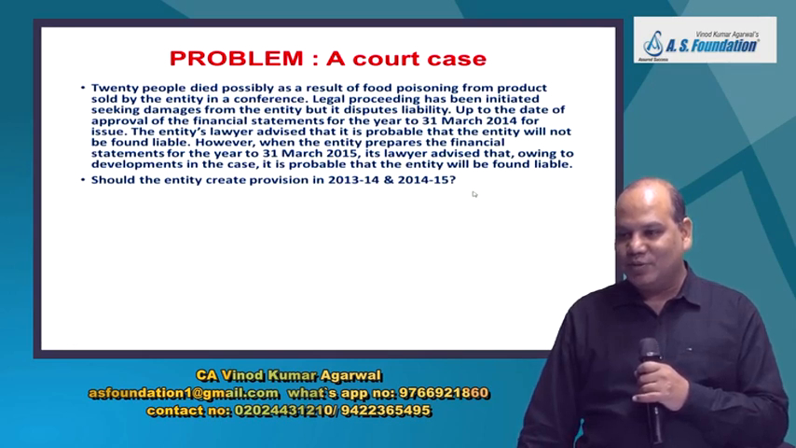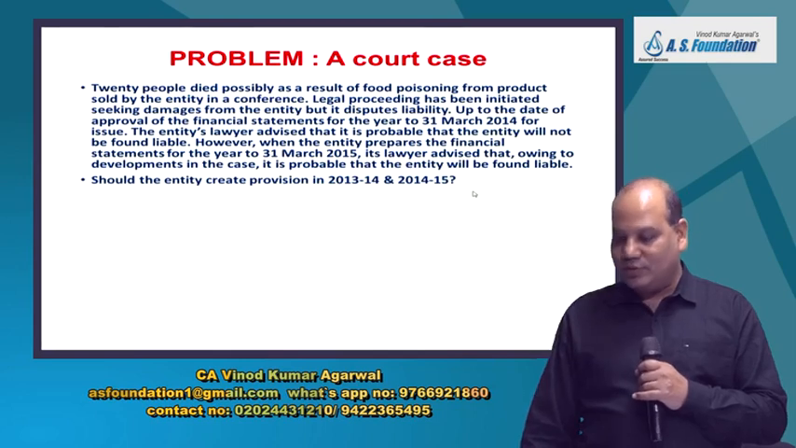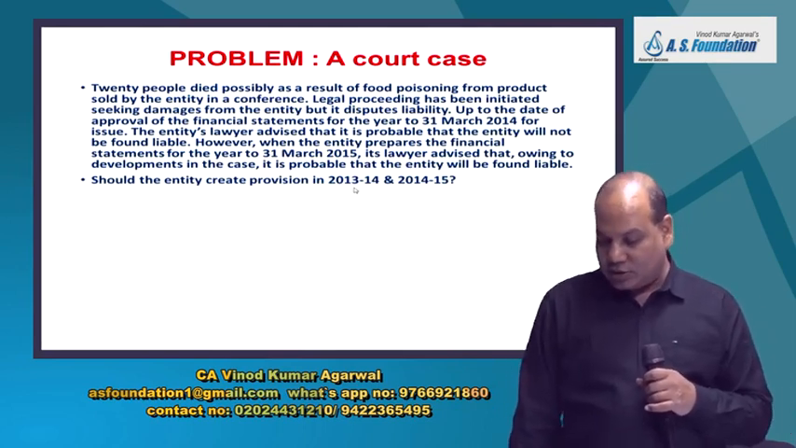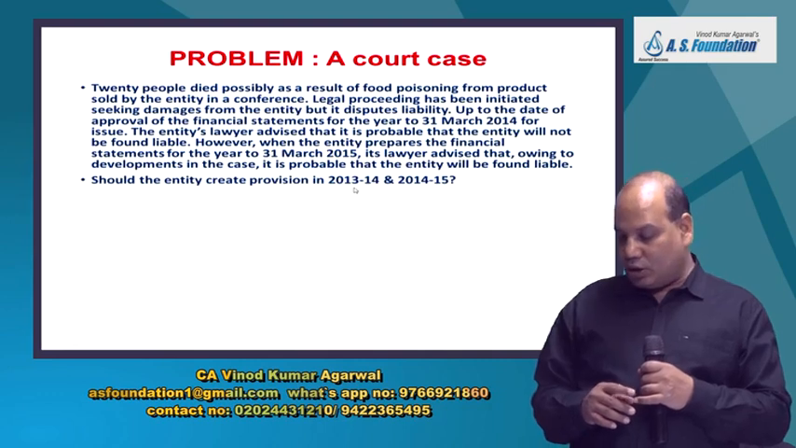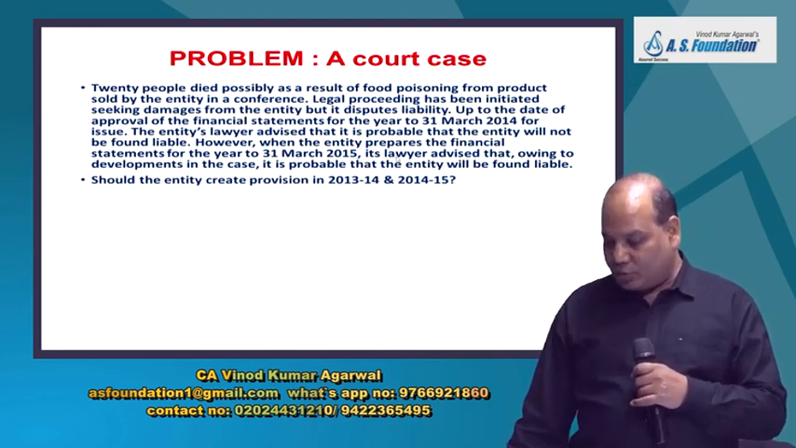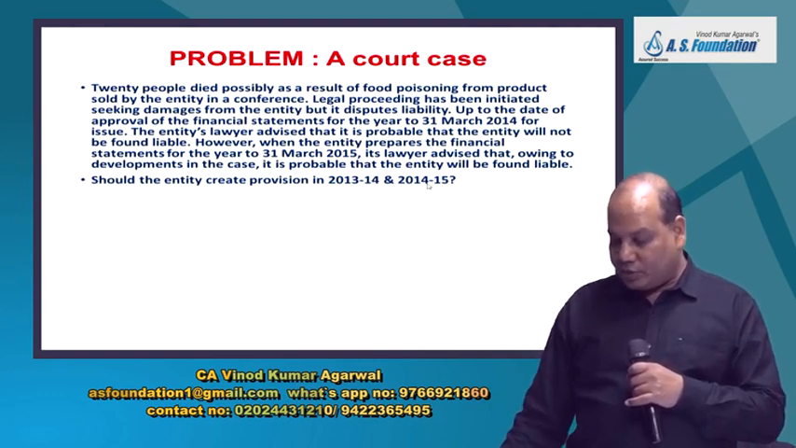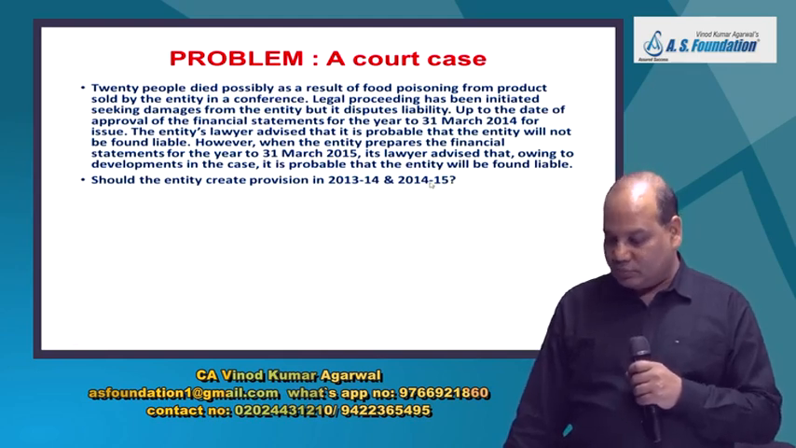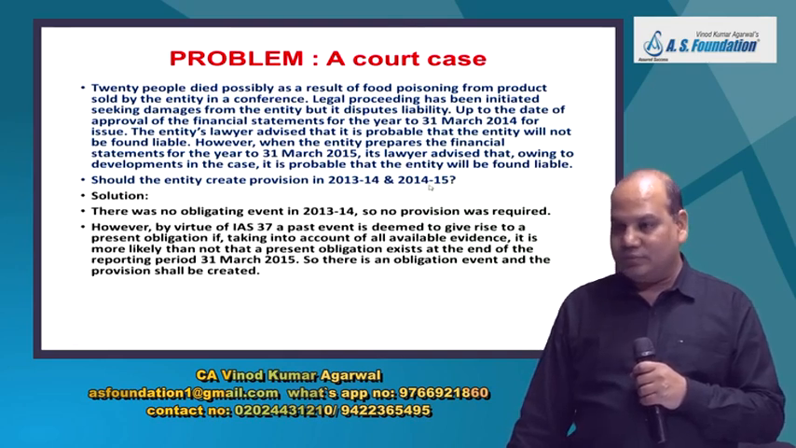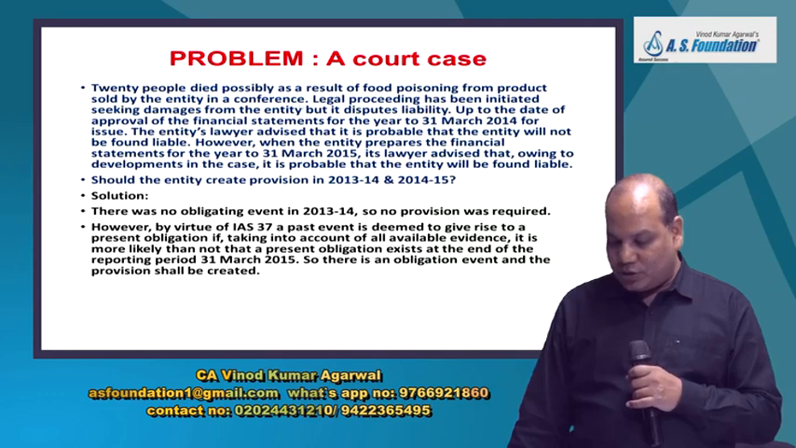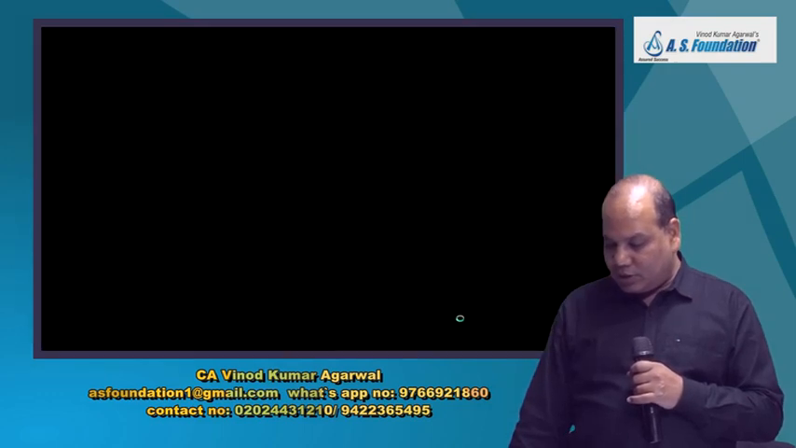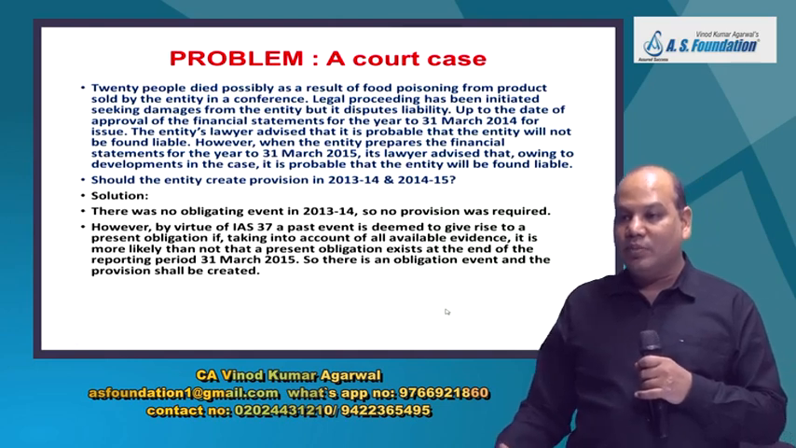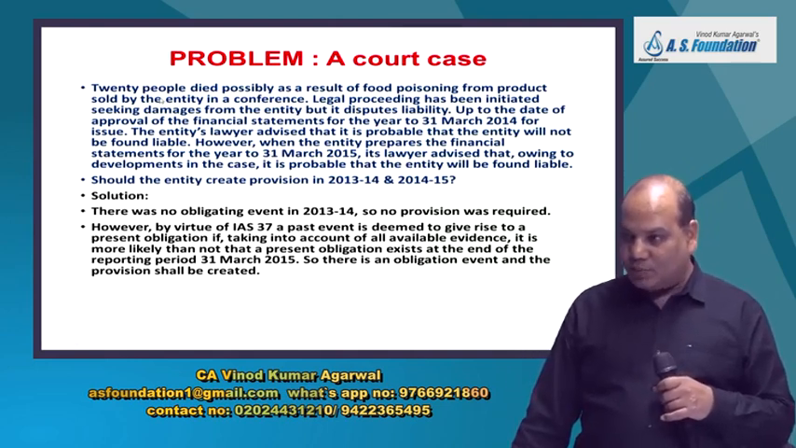Which answer is right? Suppose an MCQ comes on this. Only the second. In the first year there is only a possible obligation, because the lawyer says that the company will not be found liable. So there is a less than 50% probability that the obligation exists. But now the lawyer himself says, since he must have collected his fees, that the company will be found liable. So there is a present obligation in the second year. The past event, as you can see, is food poisoning resulting in the death of some people. A reliable estimate can be made. That assumption you will always carry. So you have to settle with the families of these 20 people.